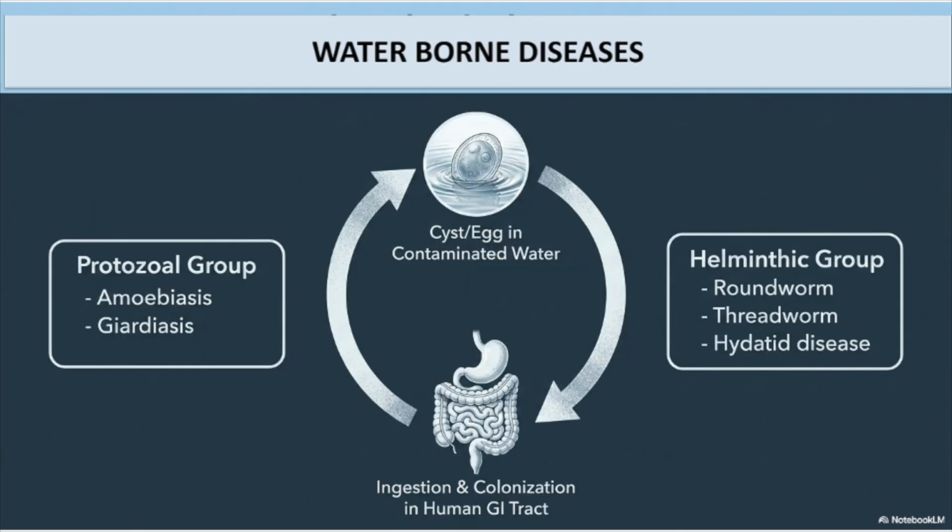There are also protozoal and helminthic groups involved in waterborne transmission. The protozoal group includes amoebiasis and giardiasis. The helminthic group includes roundworm, threadworm, and hydatid disease. The shared mechanism across both groups involves a cyst or egg present in contaminated water, which is then ingested and colonizes the human gastrointestinal tract.